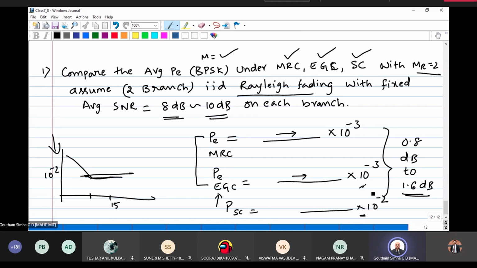Means what? You will lose somewhere around 3 to 4 dB of SNR if you use selection combining, 0.8 to 1 dB or 1.5 dB of SNR if you use equal gain combining, and this is the best possible combining that you could ever wish to have in receiver combining methods.